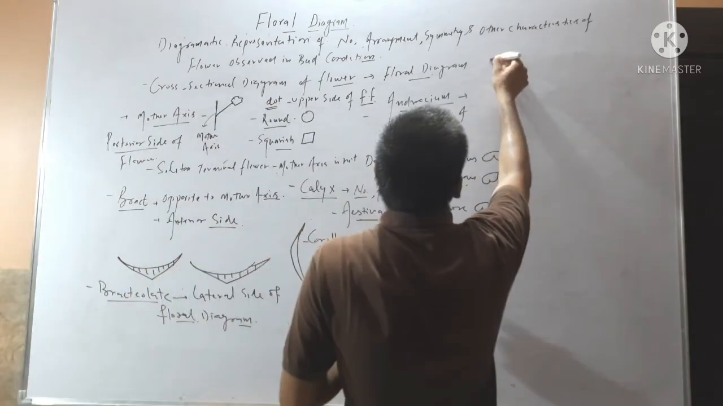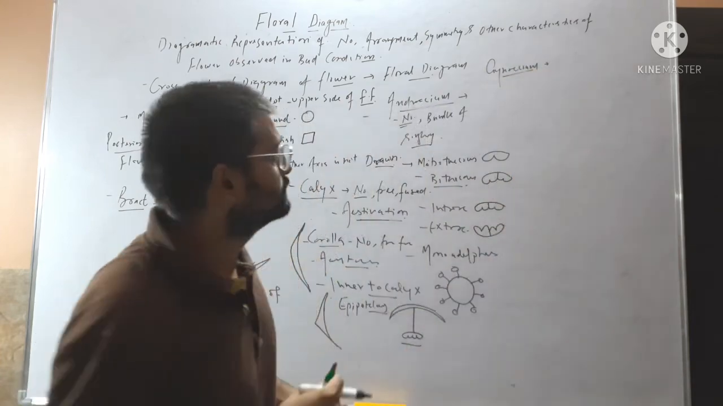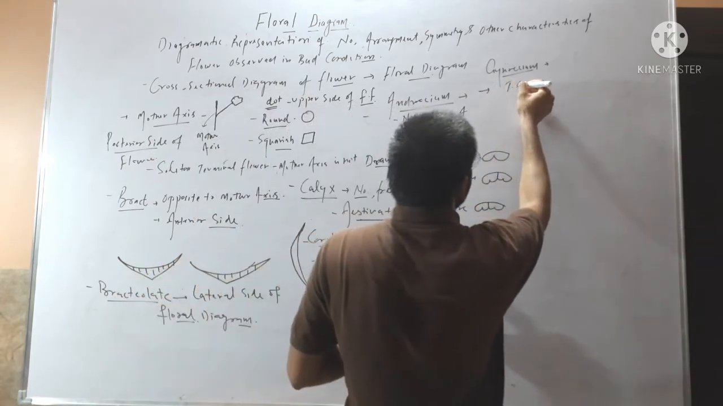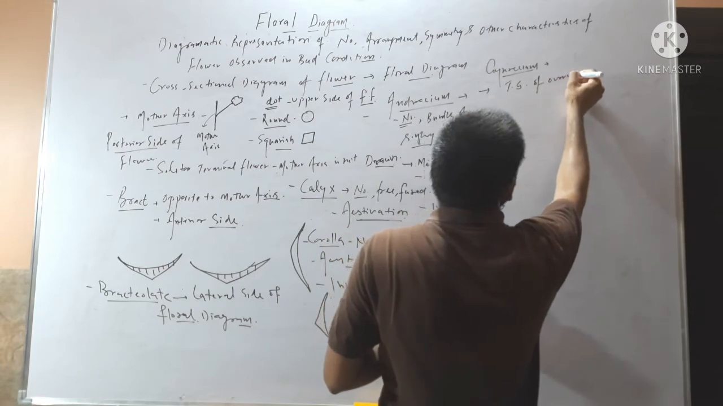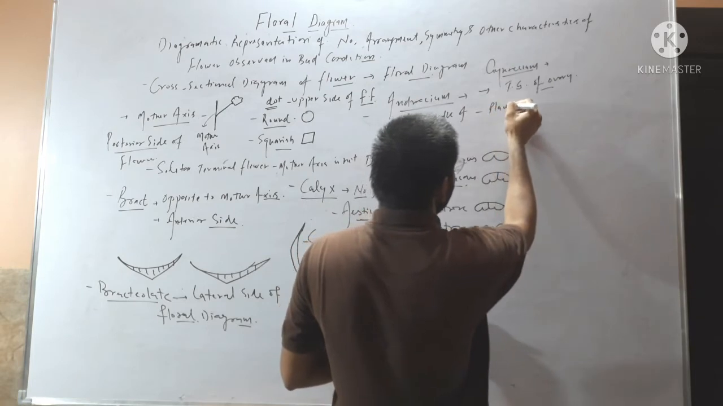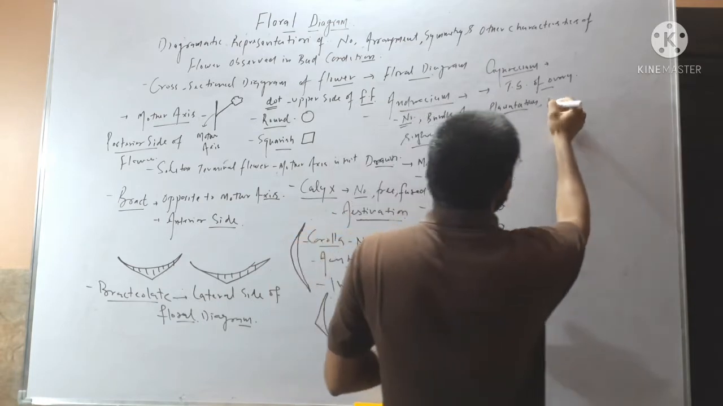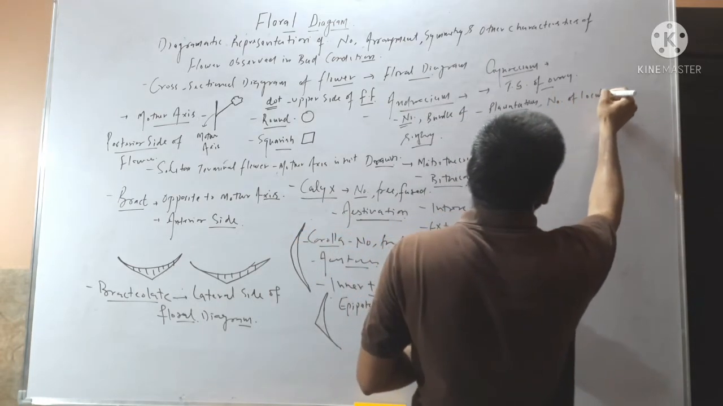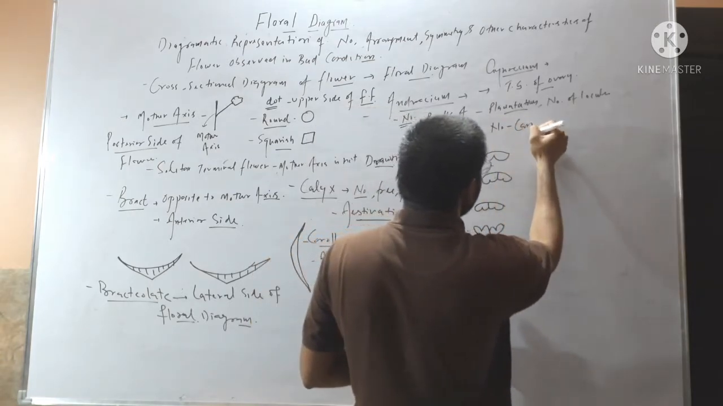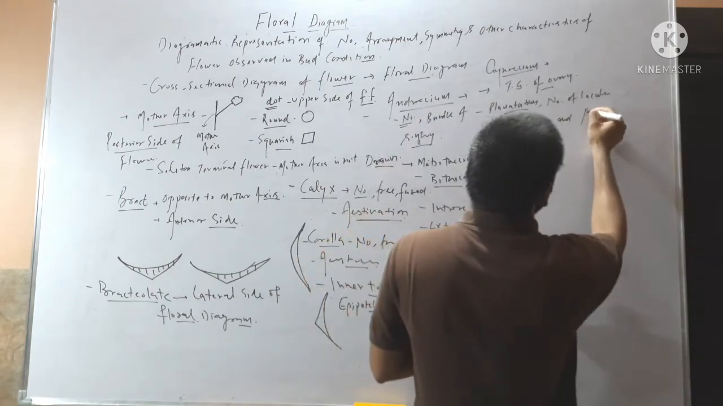So next is gynoecium. For gynoecium, first we will note the position of the ovary. After noting the position, we will note the placentation of the ovary, the number of locules, the number of carpels, and whether they are free or fused.